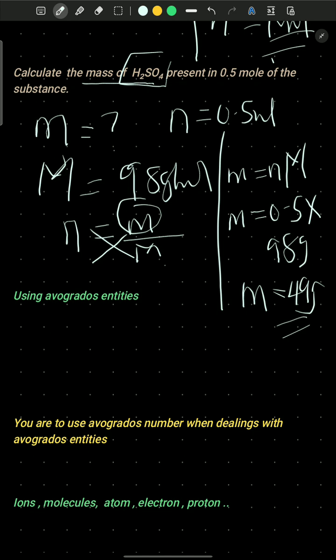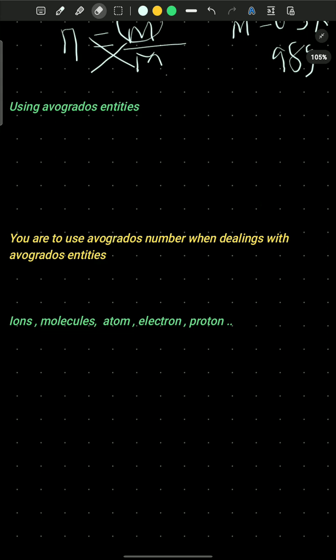So the next one is using Avogadro's entities. Now you see that for the quiet time when I've been teaching, I haven't actually spoken about the Avogadro's entity, saying using of 6.02 times 10 to the power 23. Yeah, it is because the reward is actually reserved for the best. The reward is reserved for the best.